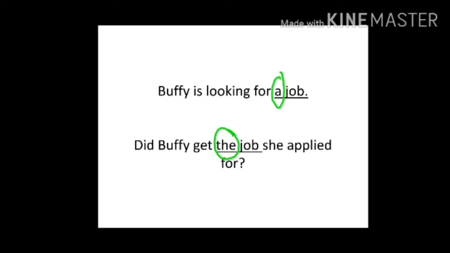I'm sure most of you know the rule about this one. Article a or an is used for nouns that are not specific. That is why they are called indefinite articles. So if you take a look at the sentence, Buffy is looking for a job, this means that you do not know what kind of job Buffy is looking for. It can refer to any job. It can be a job waiting tables, or it can be a job as a cashier, or maybe a managerial position.